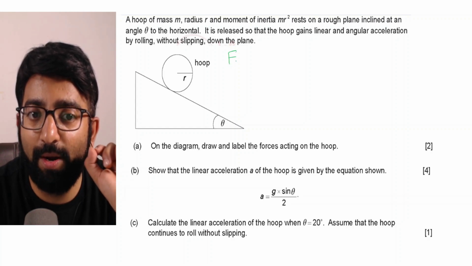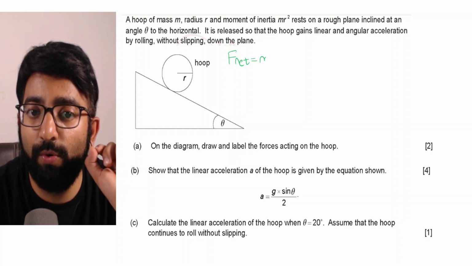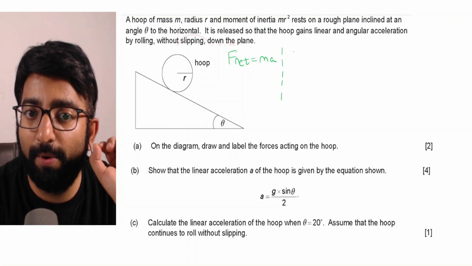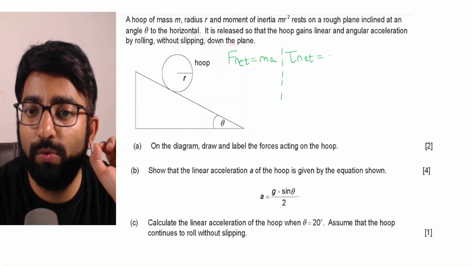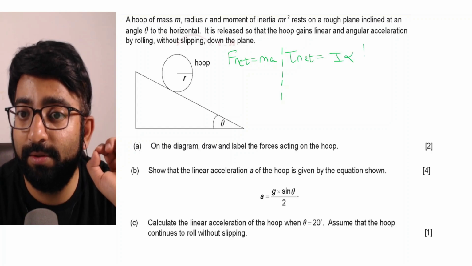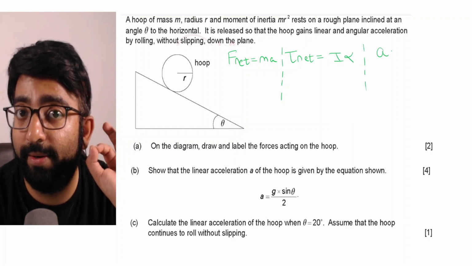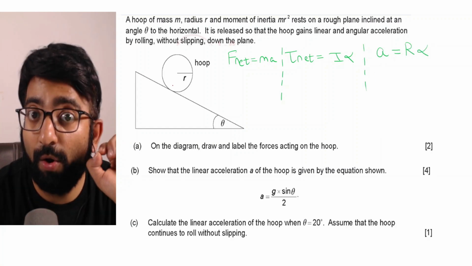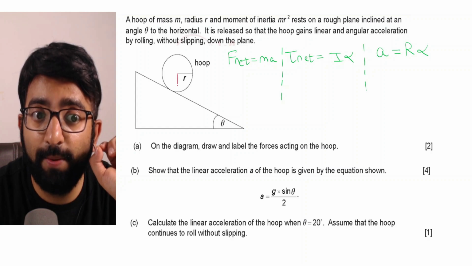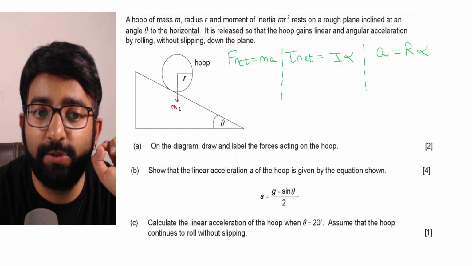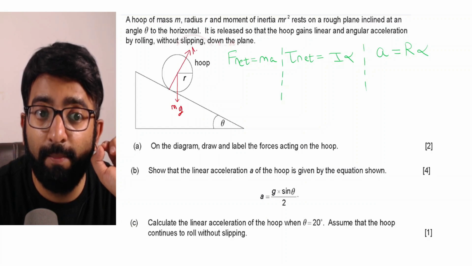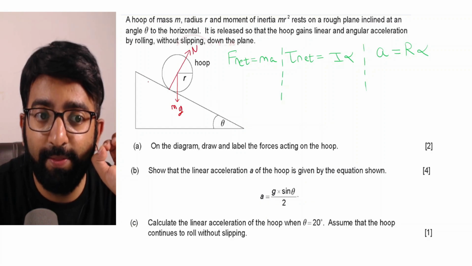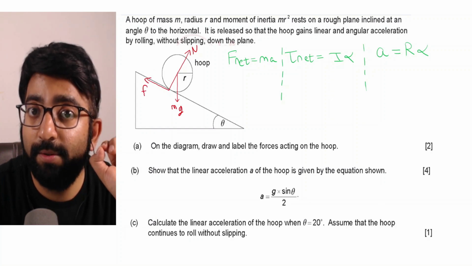Remember the steps. We will start with the net force is equal to m into a. That's step one. Step number two is the net torque is equal to I into alpha. And then the third step is the relation between linear acceleration and angular acceleration, which is a is equal to R alpha. And how do we find the net force? Let's draw the free body diagram here also. Mg acts downwards. We have normal reaction, which is perpendicular to the incline, passing through the center of the sphere. And then we have friction, which is acting along the incline, but up the incline.